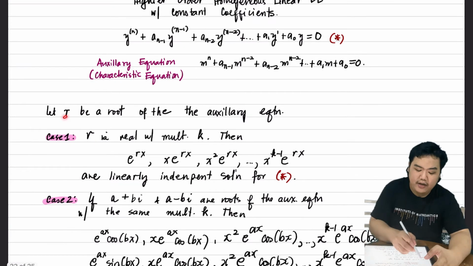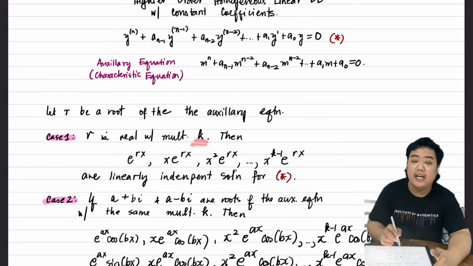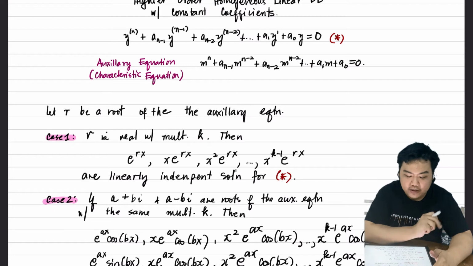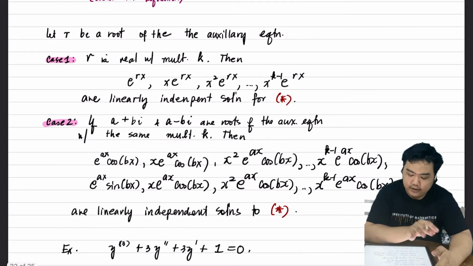So let's say you have a root na itago natin sa pangalang r. Let's say its multiplicity is k. Okay, so ibig sabihin ng k kung ilang beses siya lalabas doon sa root ng auxiliary equation mo. Okay, so ganito. So isa-isahin natin.